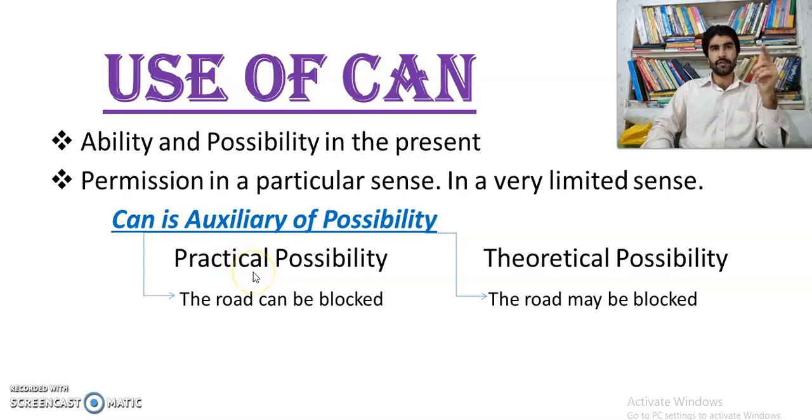There is a difference between can and may. We have practical possibility and theoretical possibility. The road can be blocked. The road may be blocked. If it's about theory, it's just a talk, we will say that the road may be blocked. If practically it has been done, then we will say the road can be blocked.